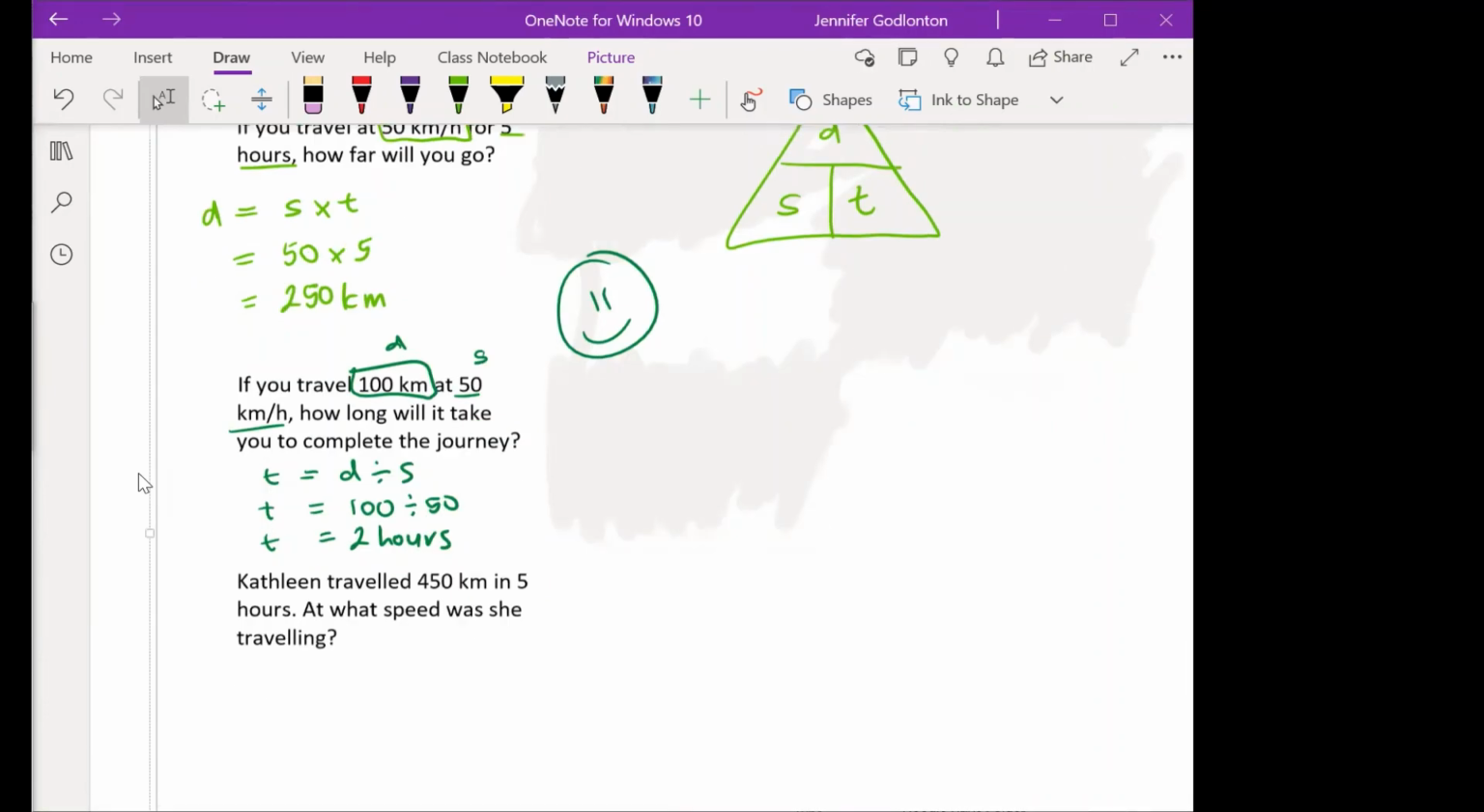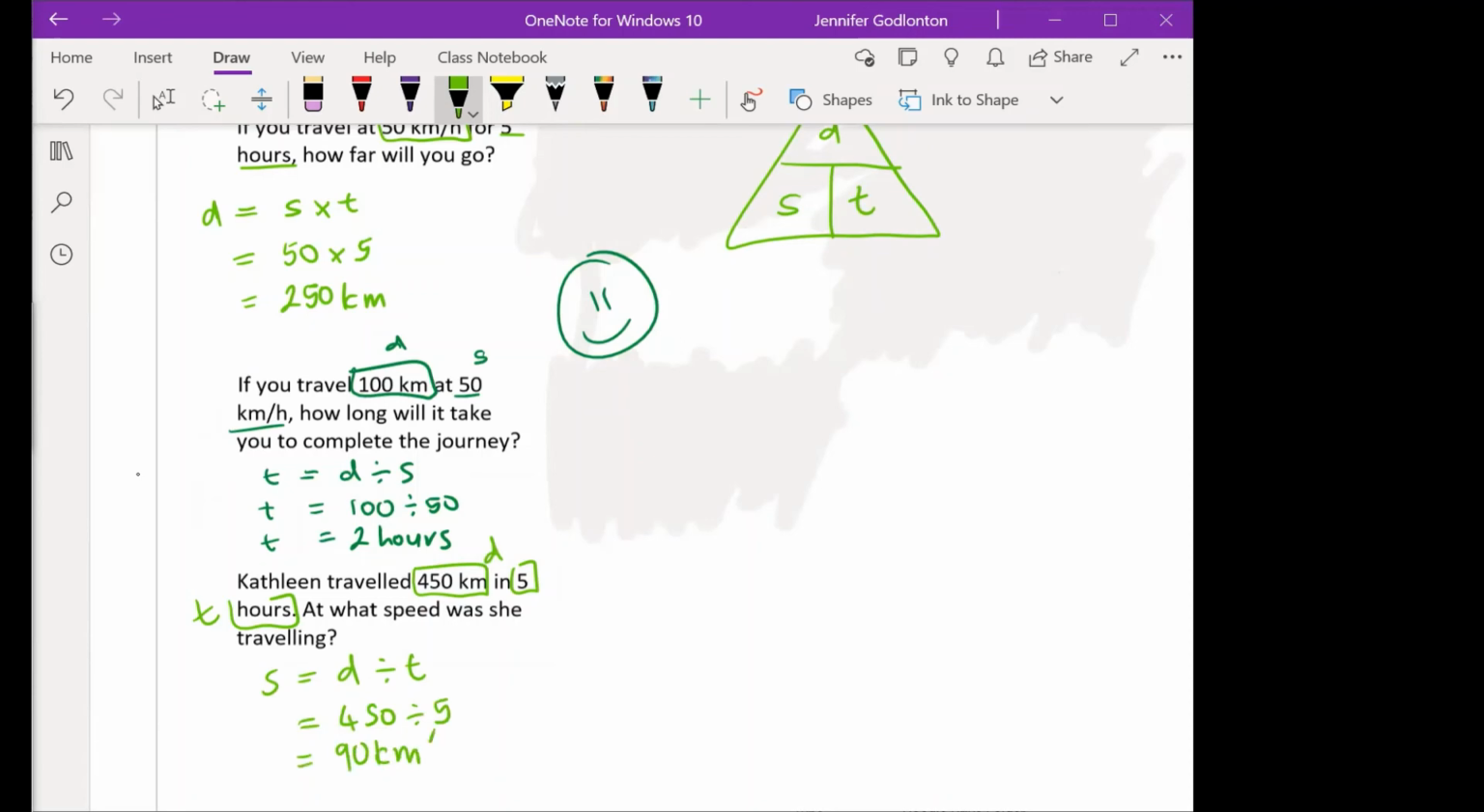Okay, and our last question: Kathleen traveled 450 kilometers, that's distance, in 5 hours, that's time. Oh, sorry, speed, time, goodness. At what speed was she traveling? So speed is equal to distance divided by time, which is 450 divided by 5, which is 90 kilometers.